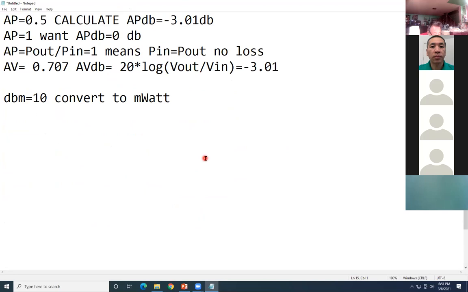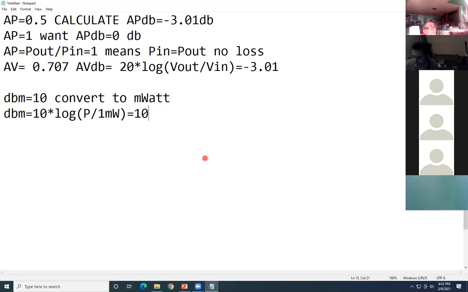Okay, I gave you the formula. dBm equals 10 times log of whatever power we have, divided by 1 milliwatt. That is the formula for dBm. And now they say it is equal to 10, so you get 10 dBm.